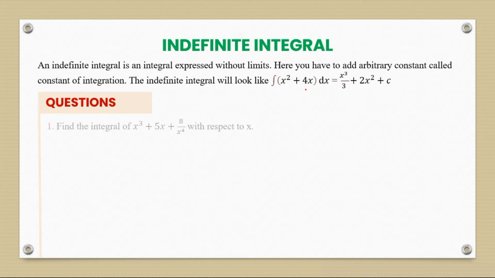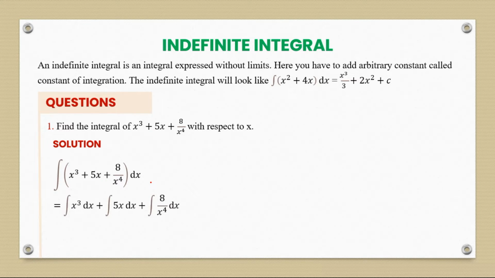So let's look at some examples. We're being told to find the integral of x cubed plus 5x plus 8 over x to the power 4 with respect to x. So what do we do here? We're basically being asked to integrate this. Because there is an addition sign between each term, we can separate each one into its own integral. This is possible, so let's have them that way.